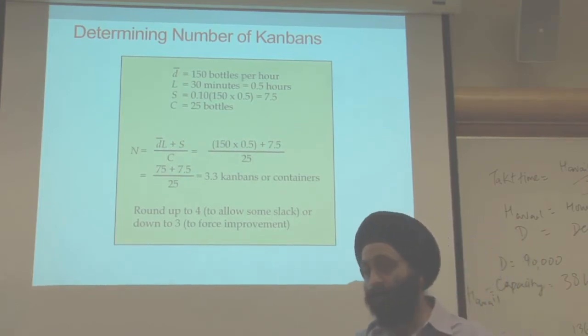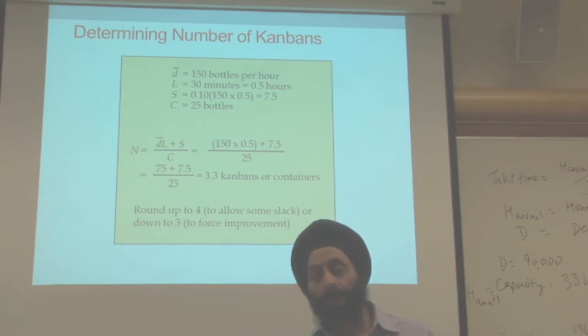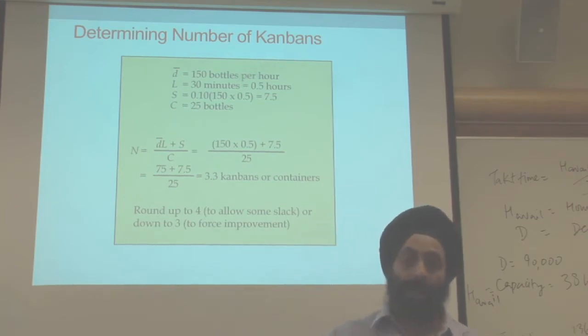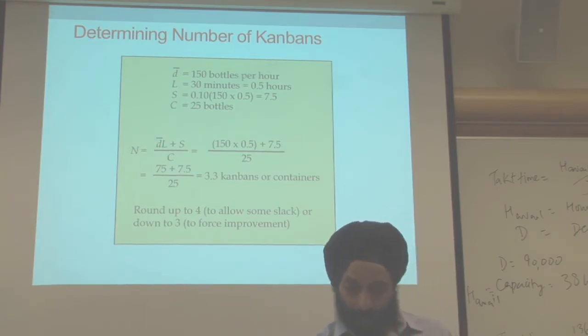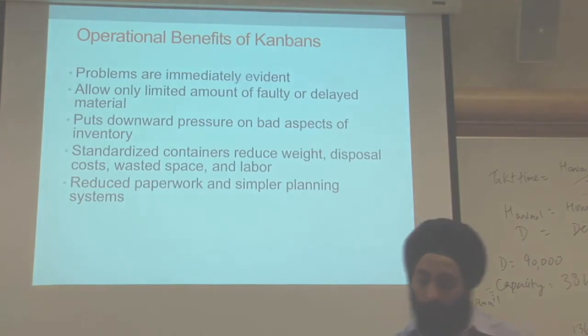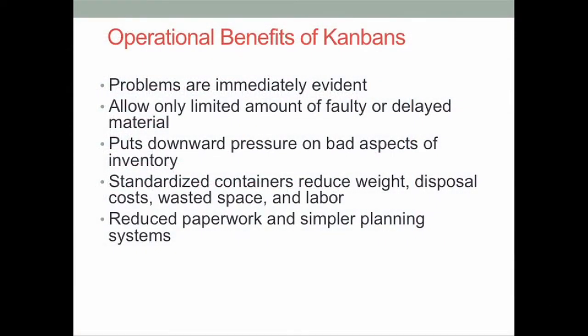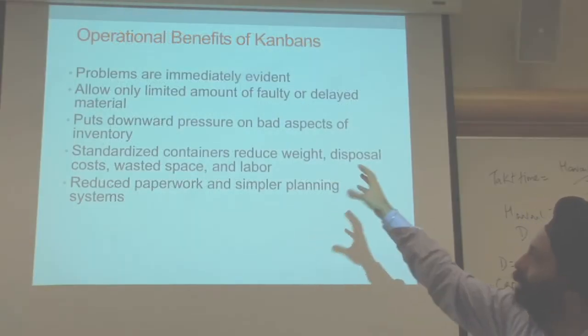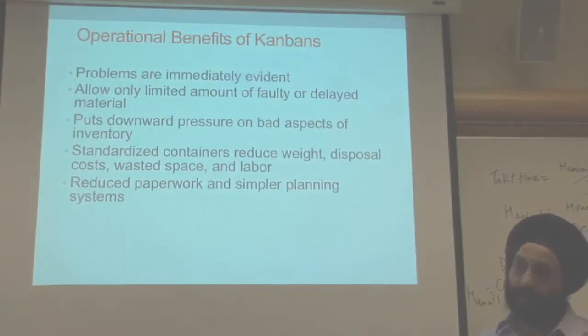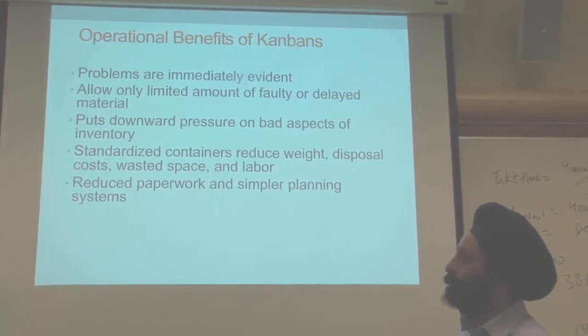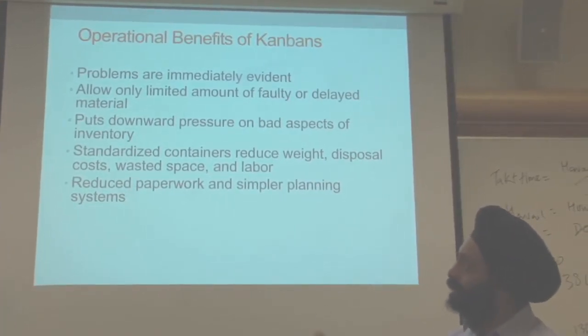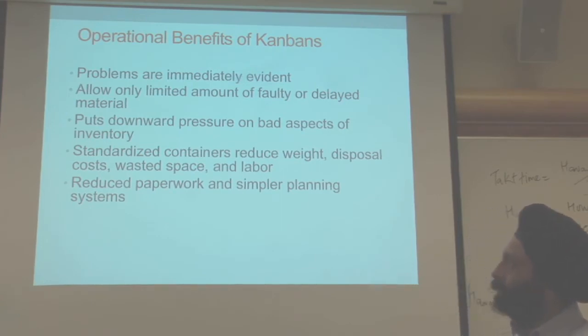But if you really are sure you can create a Kaizen improvement, then in that case you can always go down to 3 if it's not too much or not too improbable. Now, operational benefits of Kanban are that problems are immediately evident. In this case, it allows only a limited amount of faulty or delayed material, because Kanban requires a very small amount of items being moved forward or authorized to produce. So if any changes happen, it will only affect that small inventory.